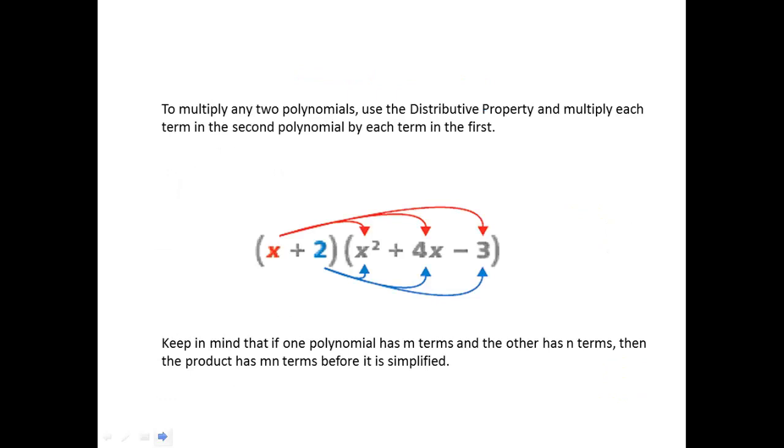Next we're going to multiply any two polynomials using the distributive property. Little note down here, keep in mind that if one polynomial has m terms and the other has n, then the product has m times n terms before it's simplified. So for example, if we have two terms here and three terms here, after we multiply everything together, we should get 6 terms. Okay, and of course that's before we simplify and combine our like terms.